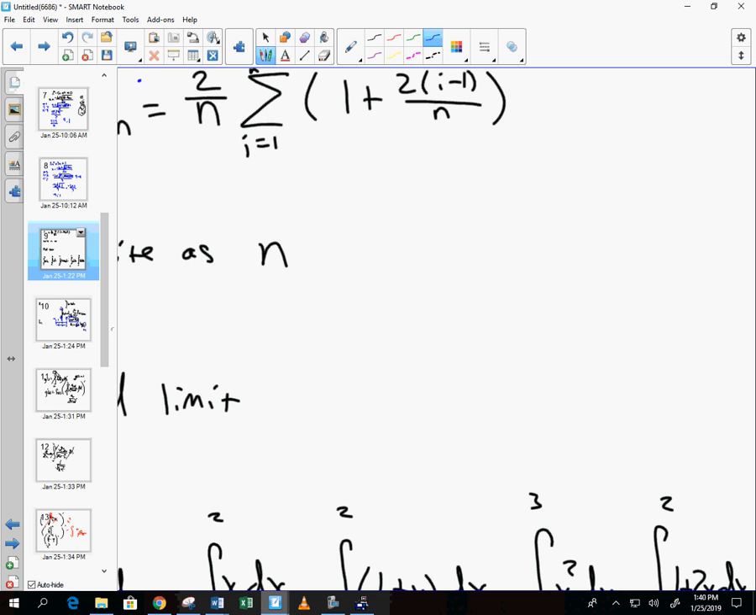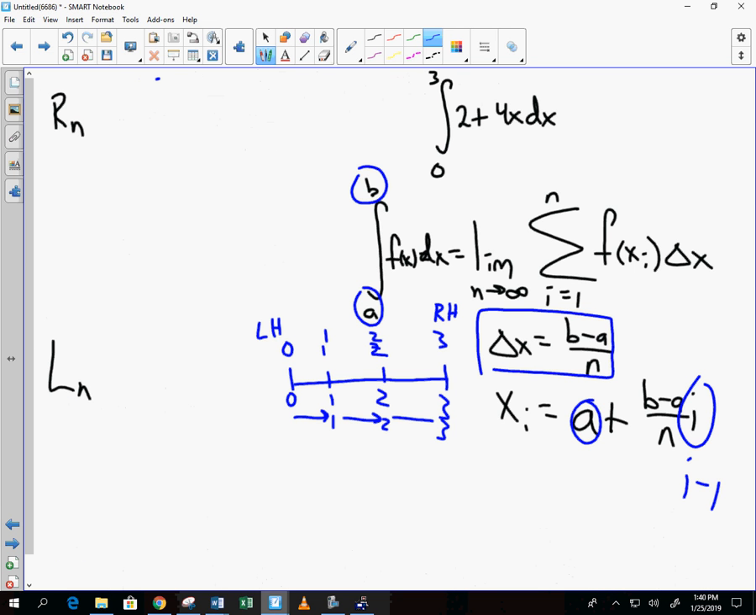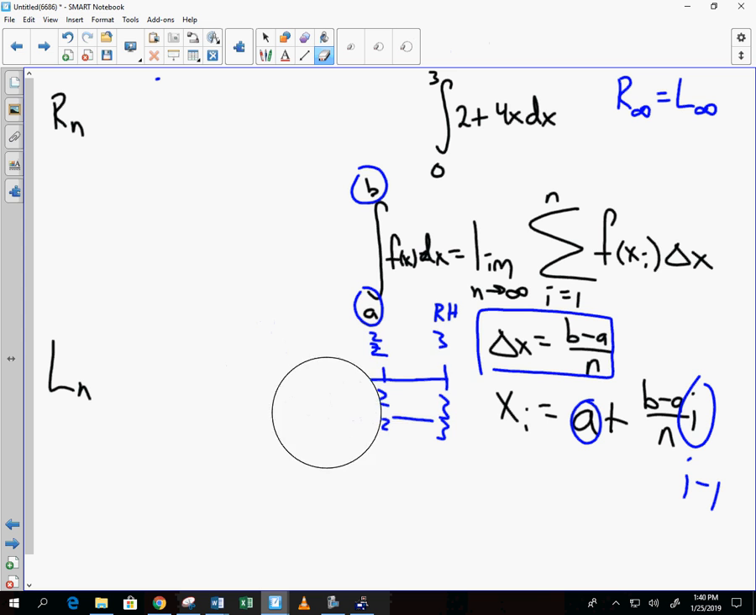So I only taught you to do the right hand last year. Why? Because the right hand of an infinite number of terms is the same as the left hand of an infinite number of terms. It doesn't matter if it's right or left. And so we just chose the right and we ran with it. Your book is asking you to do the left. So we're going to take that sum and we're going to roll with it.